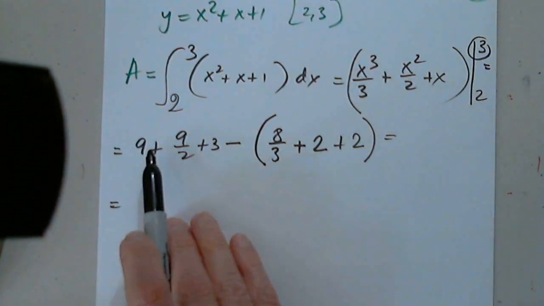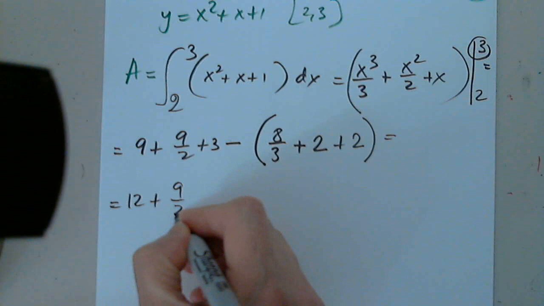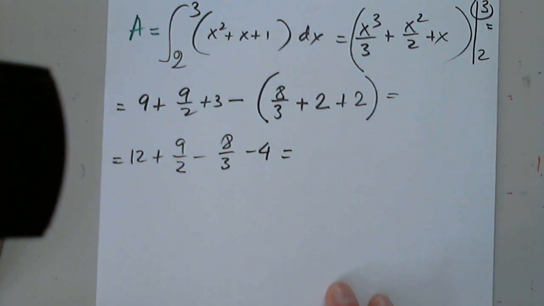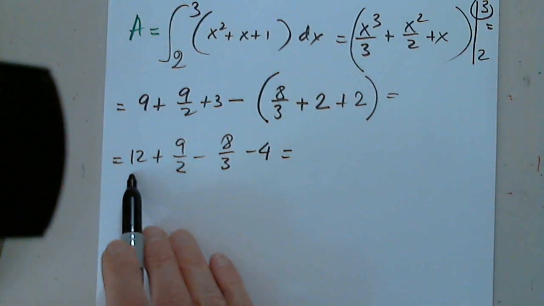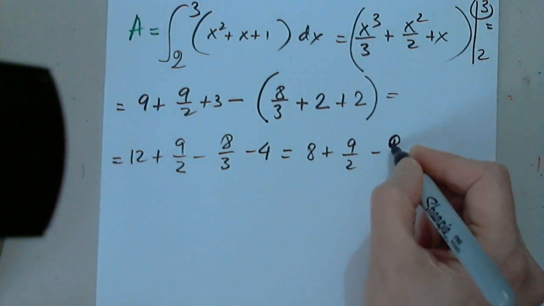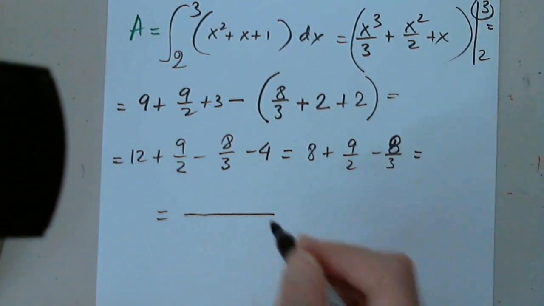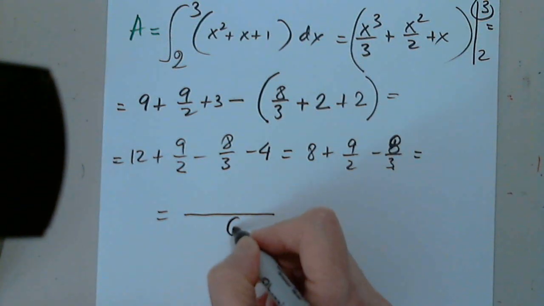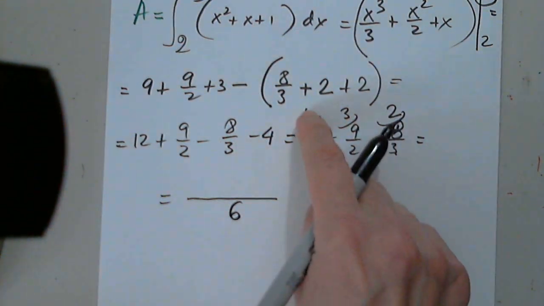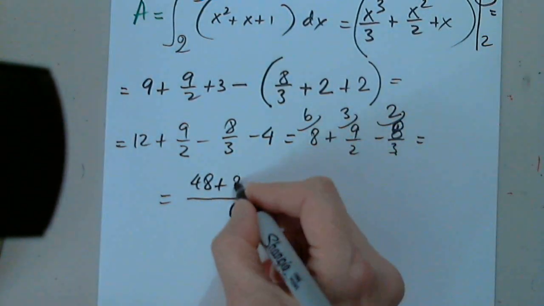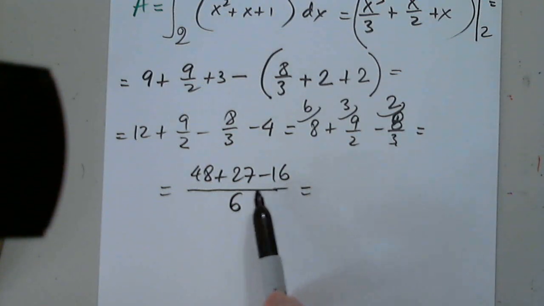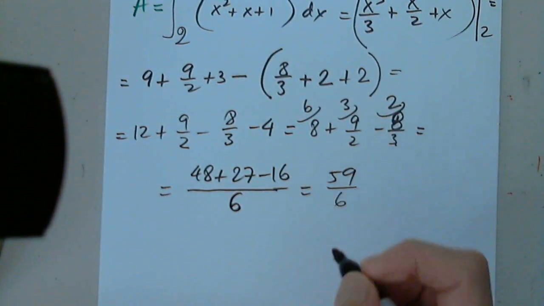Okay, first I do this. 9 plus 3, 12, plus 9 halves, minus 8 thirds, and minus 4. Minus, minus, minus. 12 minus 8, minus 4 is 0, plus 9 halves minus 8 thirds. Then I find the least common denominator. For 2 and 3, the least common denominator is 6. And remember, this needs a 6, this needs a 3, and this needs a 2. 48 plus 27 minus 16. I like to do this first because I get 11. And now I add 11 to this to get 59 over 6.